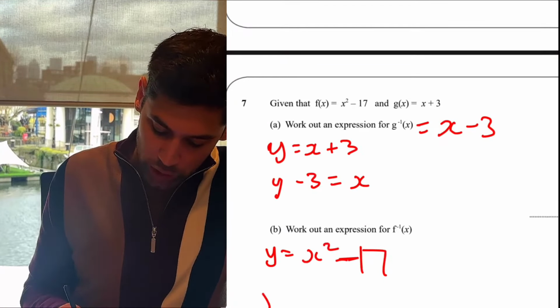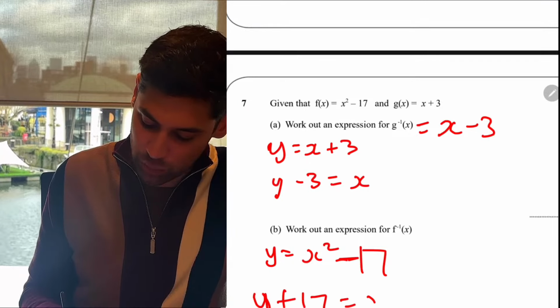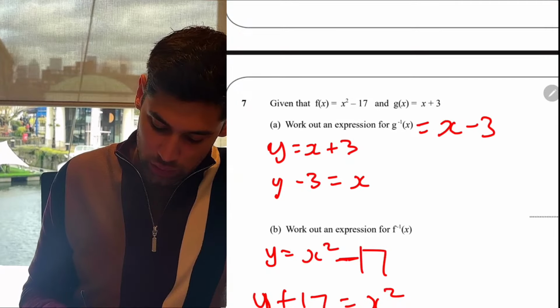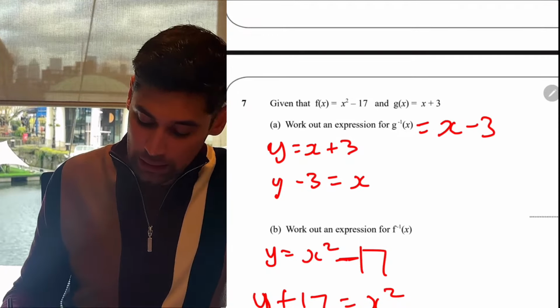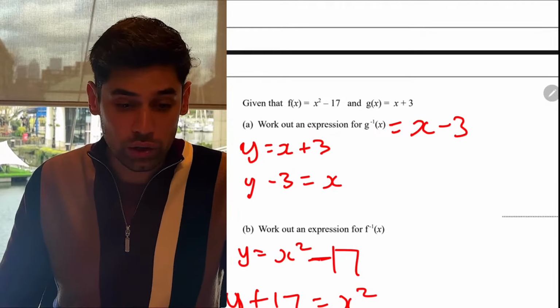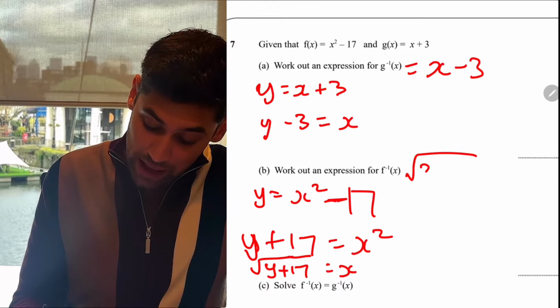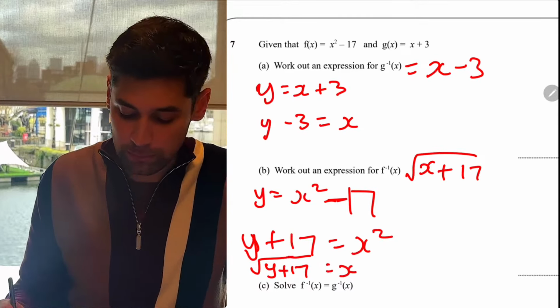Okay, so like I said, we're going to make x a subject by adding 17. So y plus 17 equals x squared. Square root both sides, and that is the square root of y plus 17 equals x. So the inverse function of f is going to be square root of x plus 17.